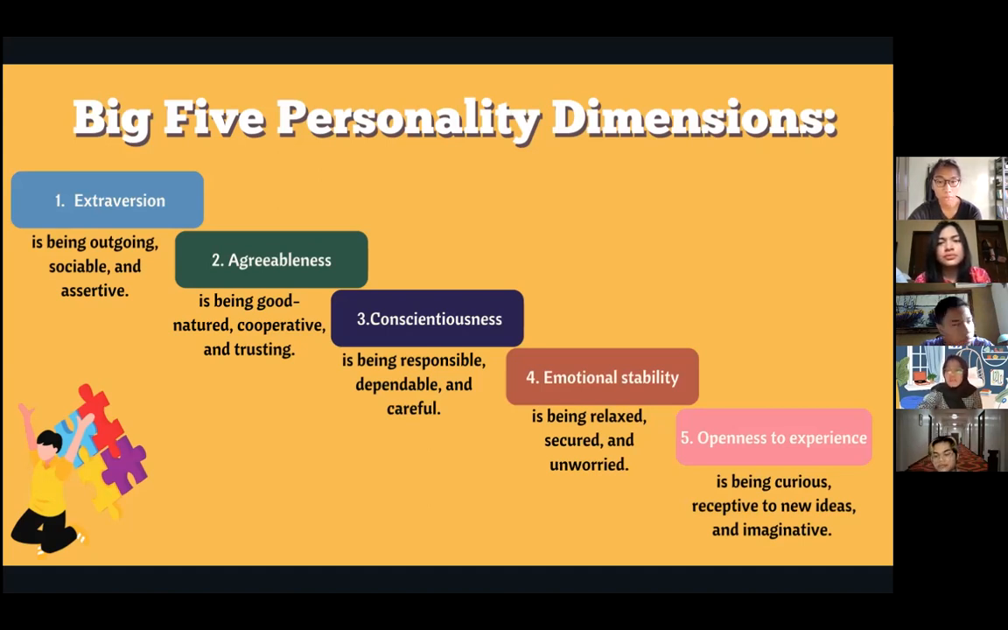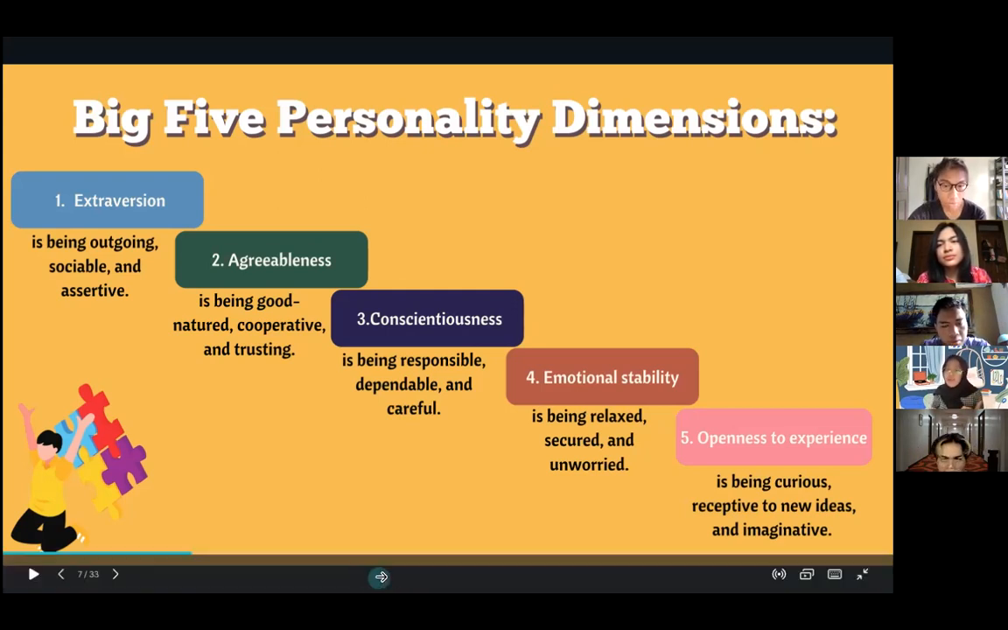Fourth is emotional stability. It is the degree to which someone is relaxed, secure, and generally unworried. A person who is emotionally stable is calm and confident. Meanwhile, a person who is lacking in emotional stability is anxious, nervous, and tense. Fifth is openness to experience, the degree to which someone is curious, open to new ideas, and imaginative. An open person is broad-minded, receptive to new things, and comfortable with change. A person who lacks openness is narrow-minded, has few interests, and is resistant to change.